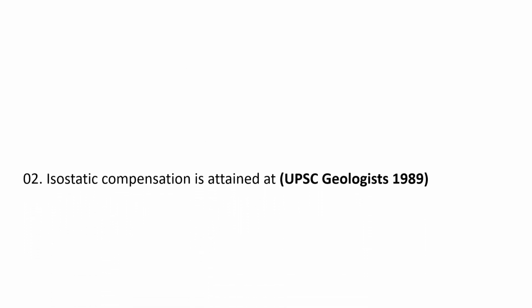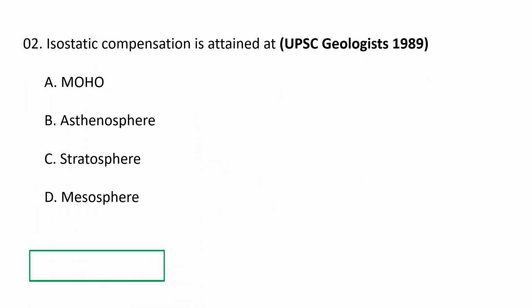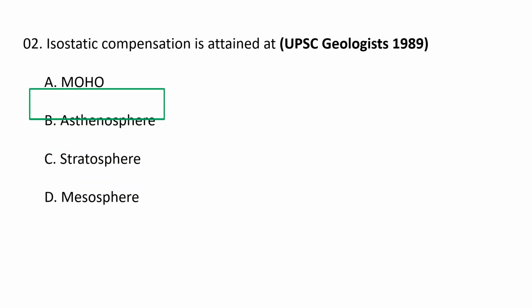Next question. Isostatic compensation is attained at A. Moho, B. Asthenosphere, C. Stratosphere, D. Mesosphere. Isostatic compensation is attained at Moho. The isostatic Moho is computed using the Airy model. The results show that the gravity Moho is in agreement with the previous receiver function studies in the region.